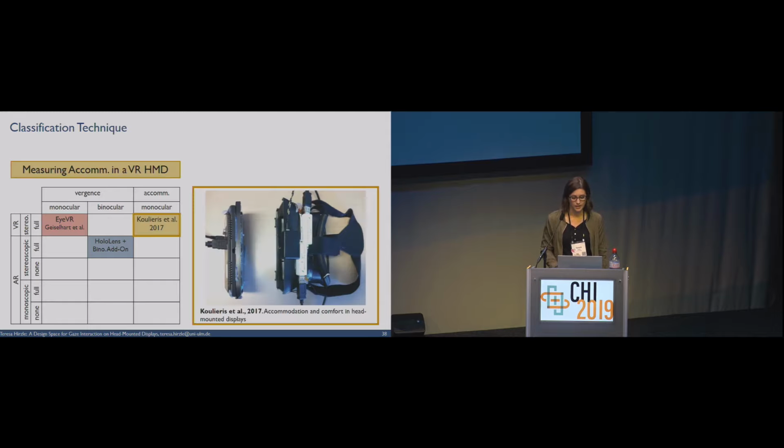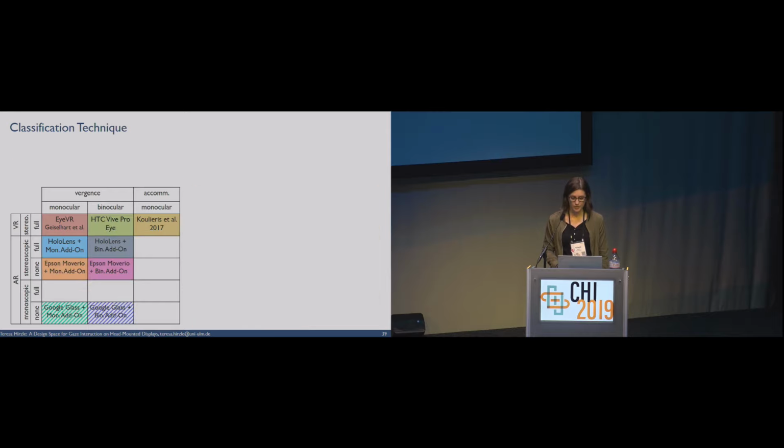And then we could also, for example, put Colliaris et al.'s work into the design space, where they attached an auto refractor to a VR HMD, which means it's a device that can measure accommodation. So what I want to show here is we can, of course, put a lot of examples in here, and we can also put different kinds of content in there. Here I only presented devices, but we could also use applications or interaction possibilities.